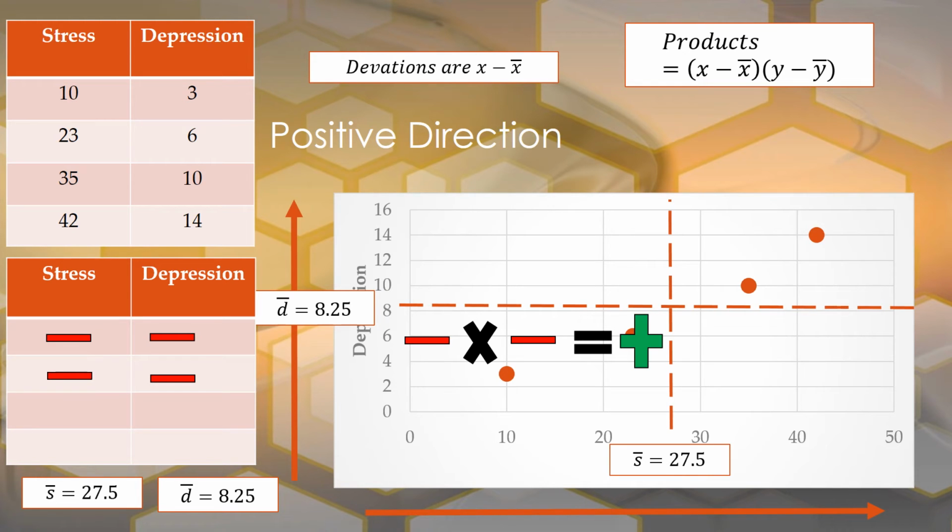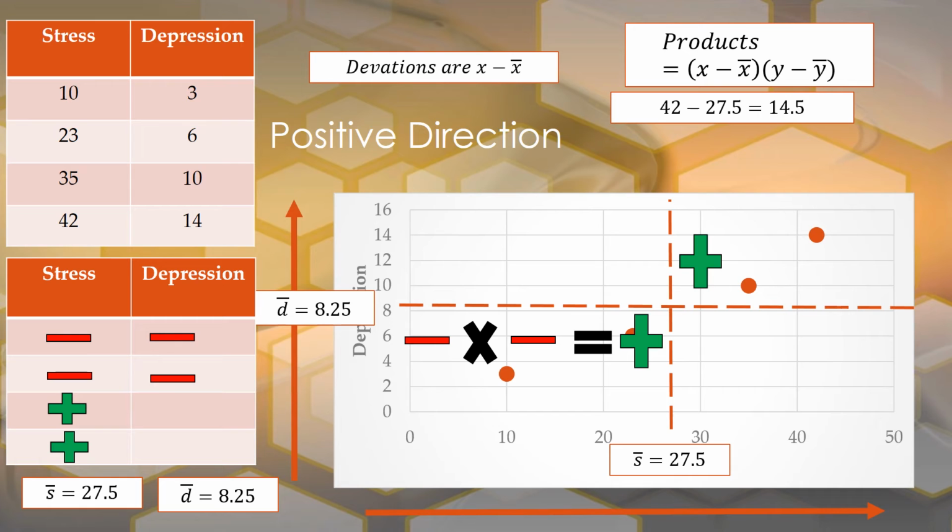Now I'm going to do the next two dots and find those deviations. So this next dot has a positive stress deviation, and the reason I know that is because it's 35 minus its mean of 27.5, so 35 is above its mean, and we get a 7.5, so we get a positive stress deviation for that dot. Let's do the next one. The next dot has a stress level of 42, and that's above the 27.5, so we get a 14.5. So that's also a positive deviation for stress.